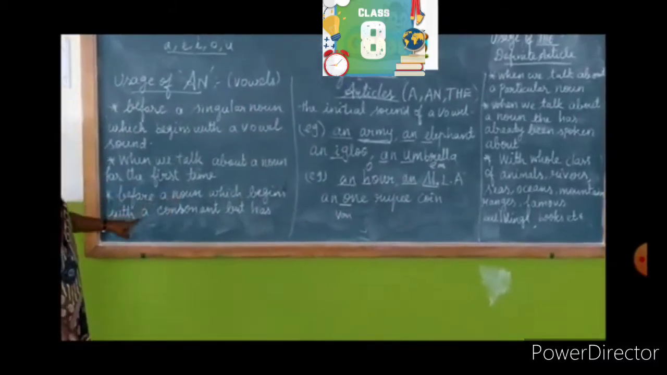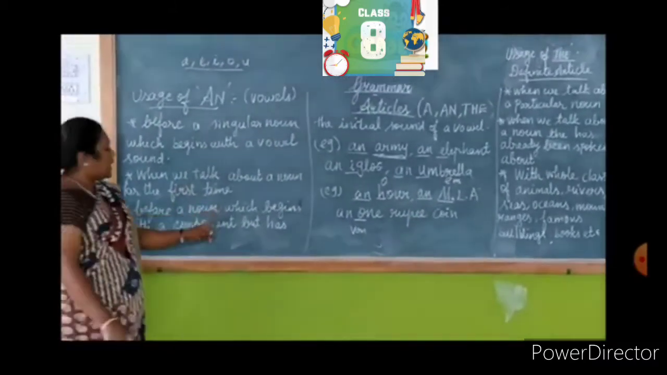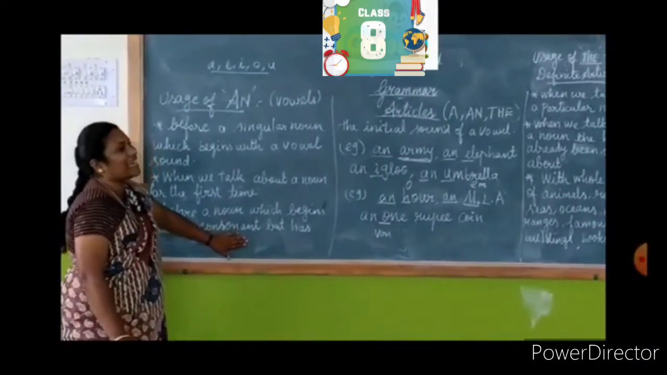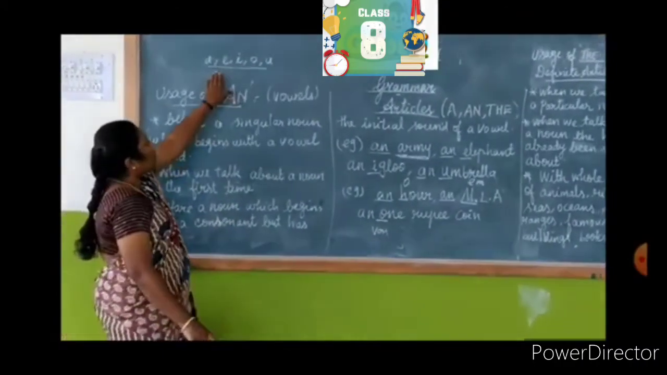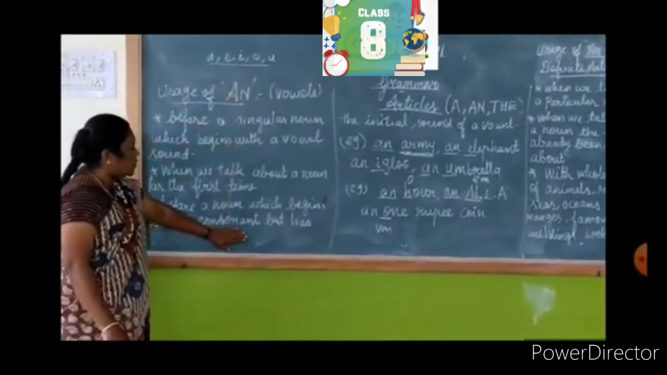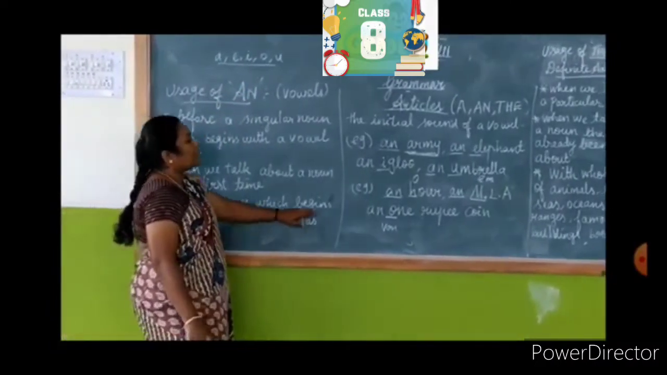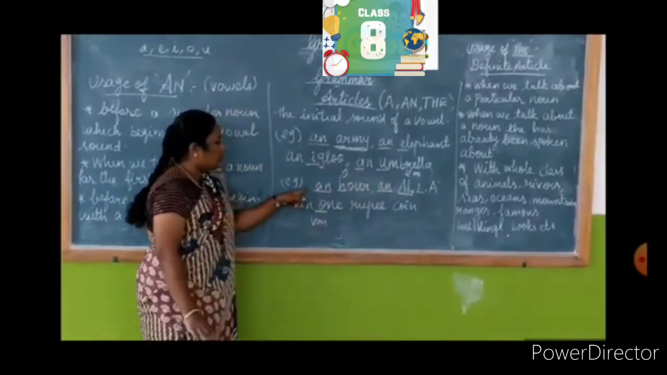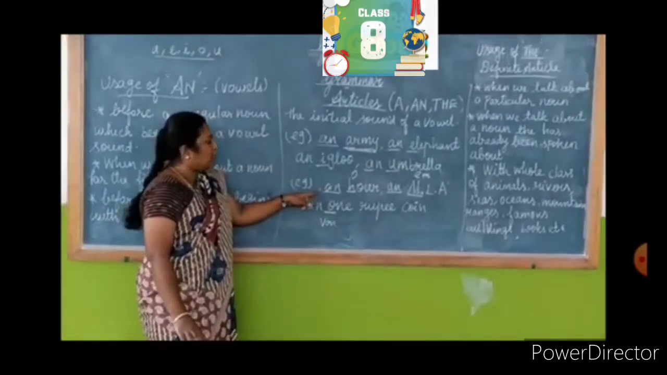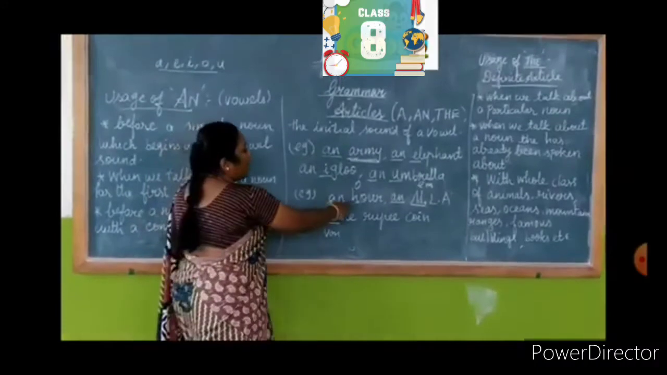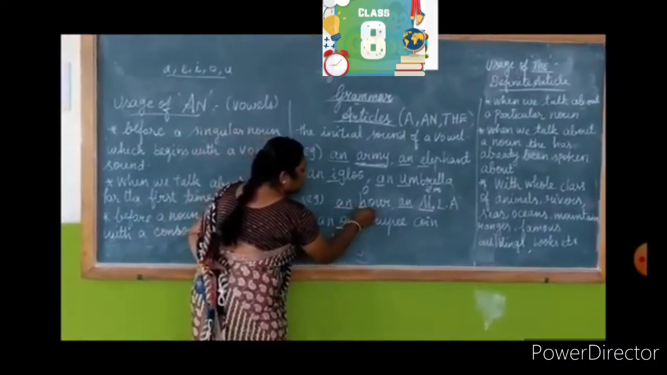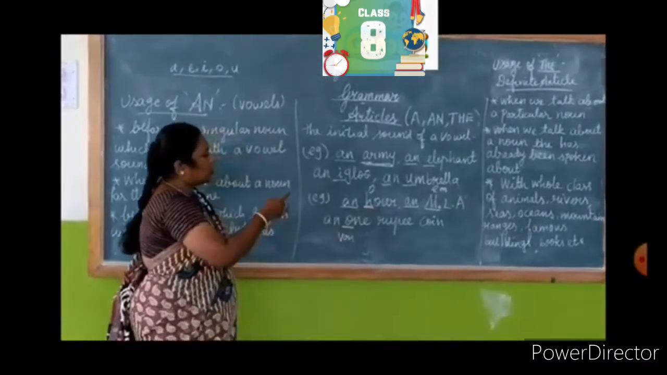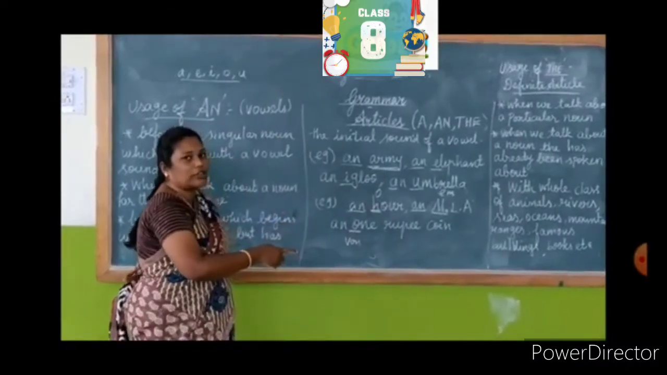Before a noun which begins with a consonant, but even though it starts with a consonant letter, apart from A, E, I, O, U, it starts with the initial sound of a vowel. For this, we are going to see this example: an hour. H is a consonant letter. As I told you, there are 21 consonants.